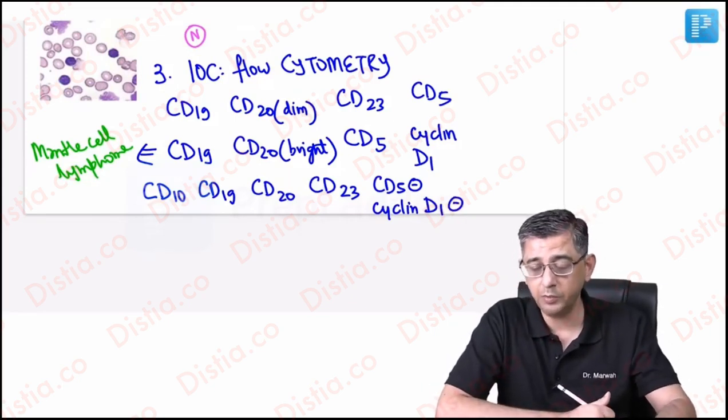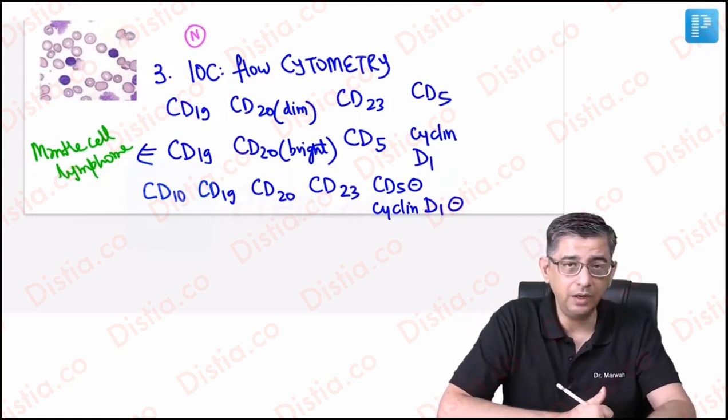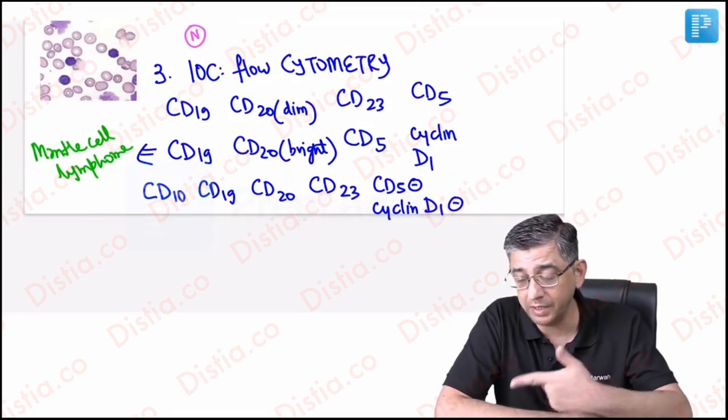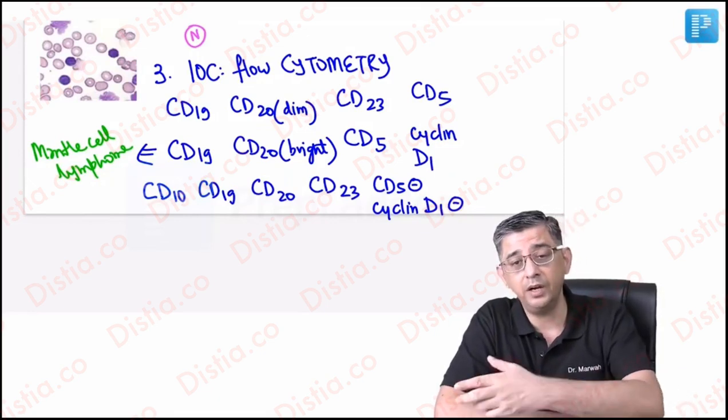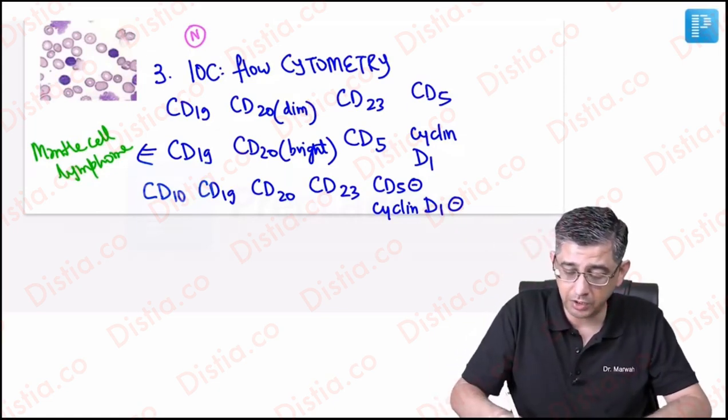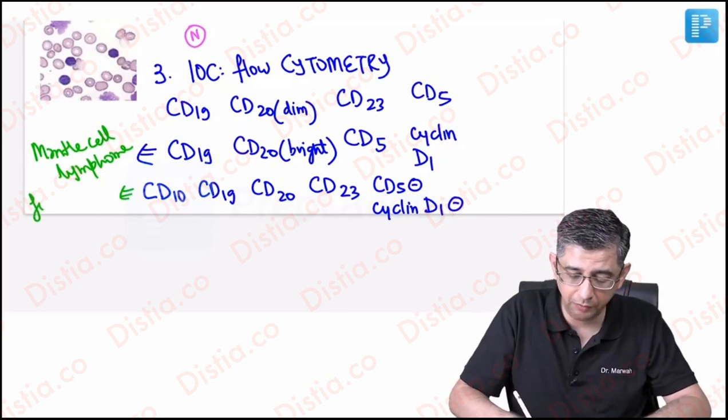Please appreciate the difference between the second and the third entry. In the second entry, CD23 is missing. In the third entry that I'm mentioning, it is CD5 and cyclin D1, which were present in the second entry, that are missing. An extra point present here is CD10. Then you are going to change your answer to that of follicular lymphoma.